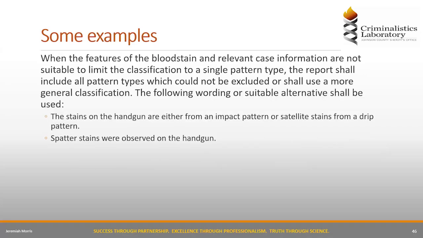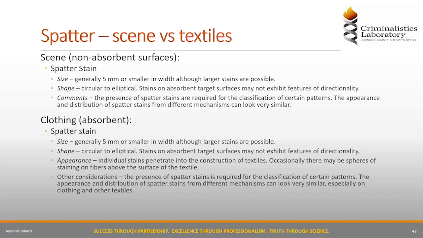So this is how I report it out. And again, this is in my policy. So I've given the objective features for the patterns, and now how do I report that out? If the features of the bloodstain and the case relevant information are not suitable to limited classification, I either am listing everything that's possible, or I'm doing a broad category. So the spatter stains on the handgun are either impact or satellite stains, or I simply say that they're spatter stains. So I change my objective criteria when I move from the scene to textiles.